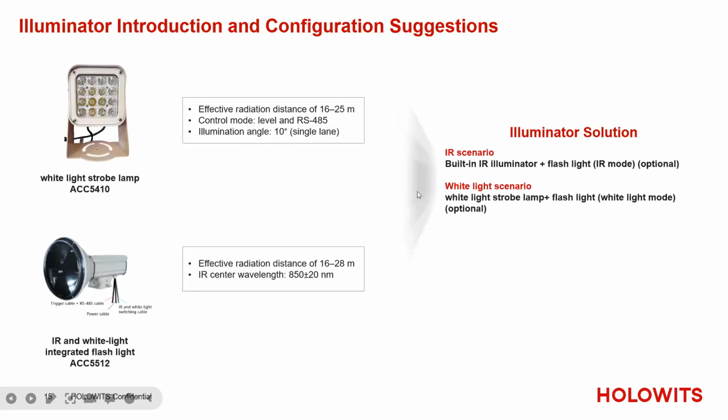Now, I will introduce the illuminator. It's essential in ITS. The first one is the ACC 5410. It's a white light stop lamp. Its effective radiation distance is 16 to 25 meters, and the illumination angle is 10 degrees. Usually using a single lens. This is the ACC 5410. You can see this picture.